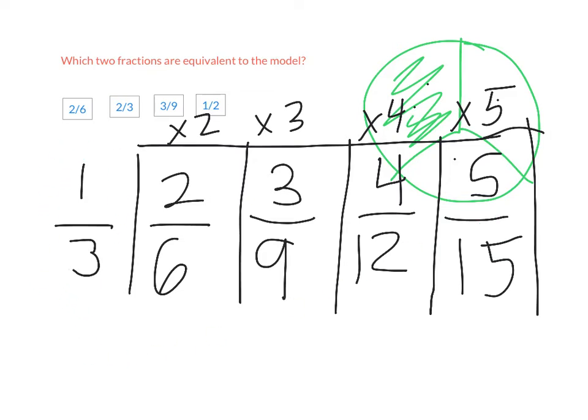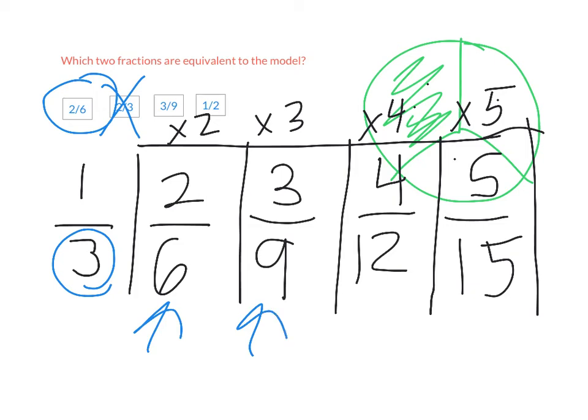All that's left here is to go back and figure out which ones are equivalent to my 1/3. So is 2/6 on my chart? Yes it is, it's right here, so that is correct. 2/3? Well, I see my denominator of thirds is right here, so that is not correct. 3/9, I see it right there. And 1/2, that denominator is nowhere on the bottom, so that is not correct. So 2/6 and 3/9 are both equivalent to 1/3. They have the same value.